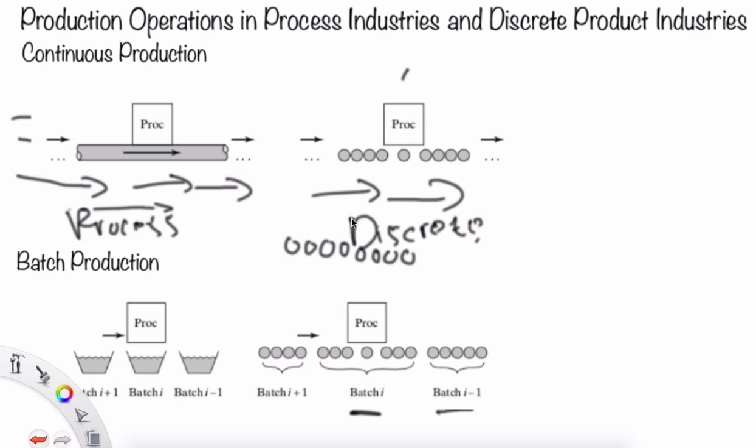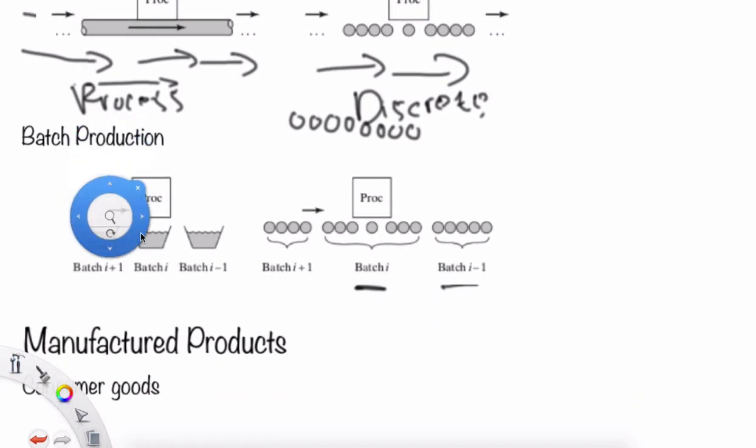Okay, so the second one is batch production. Batch production only occurs when the materials are processed in finite amounts or quantities. The finite amount or quantity of material is called a batch. So that's the term batch, referring to a finite amount or quantity of materials.